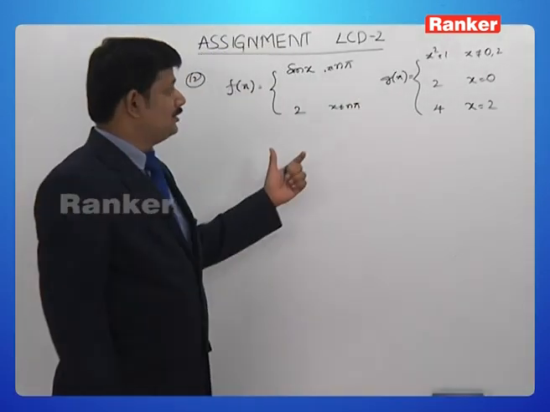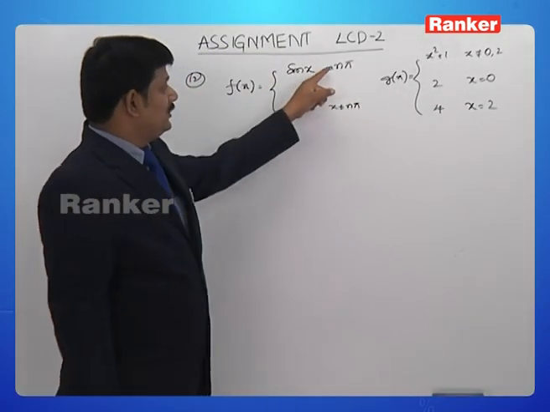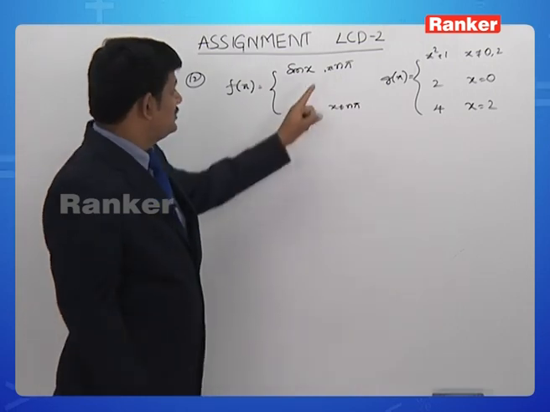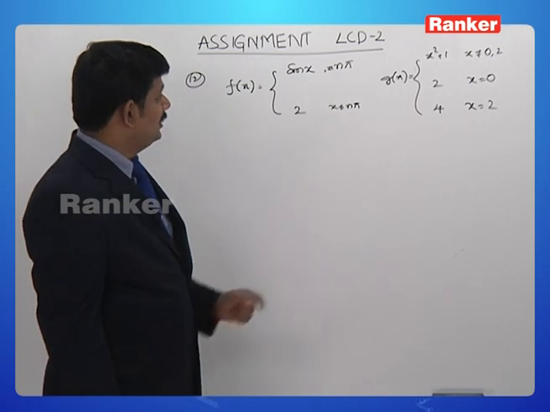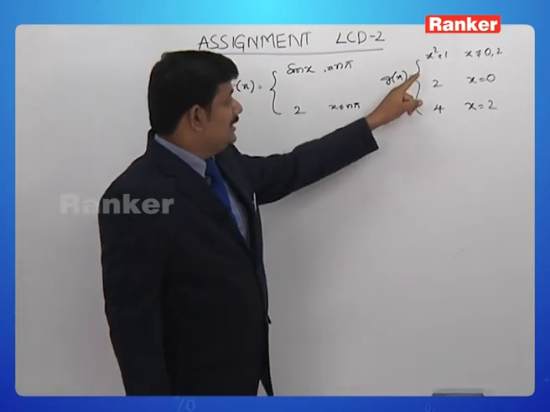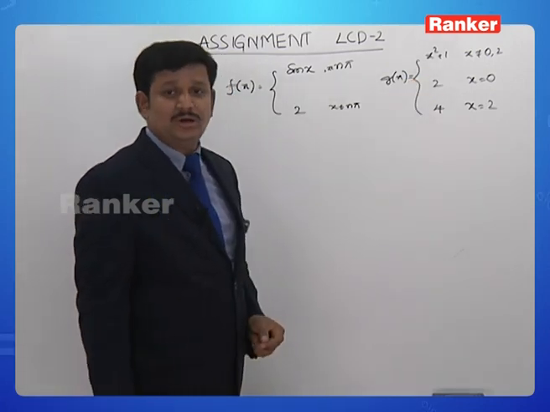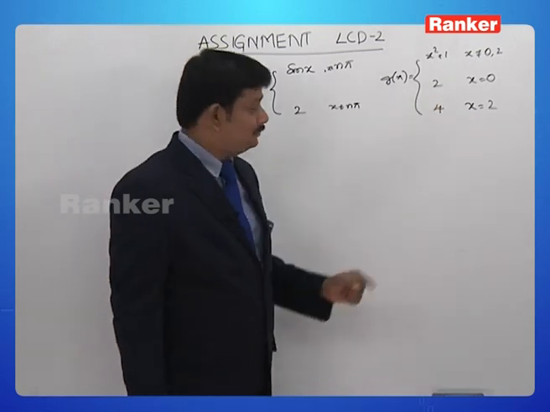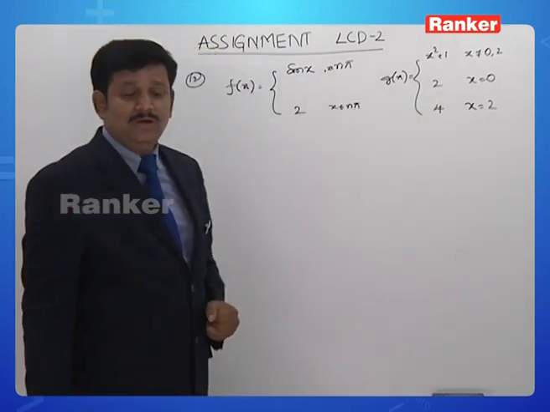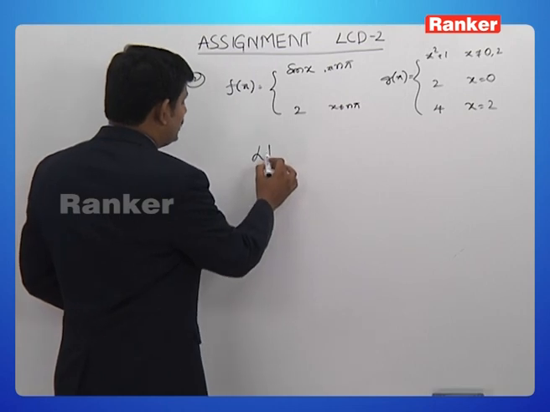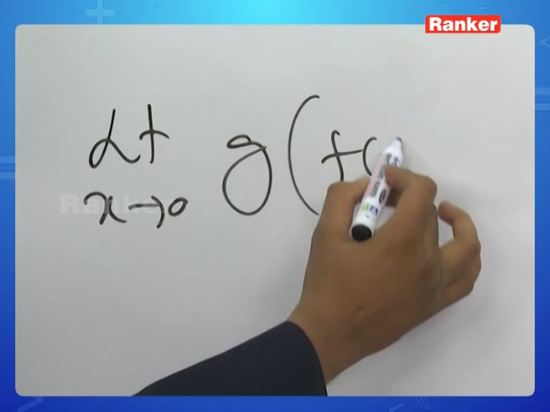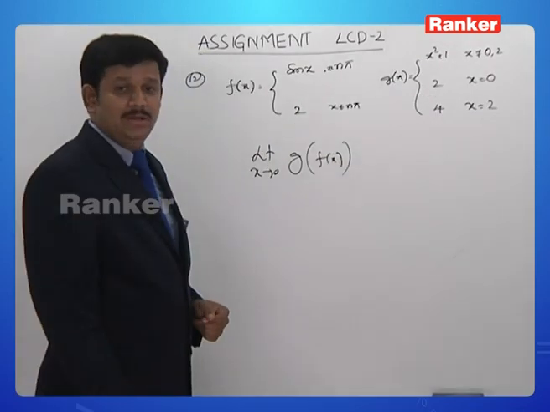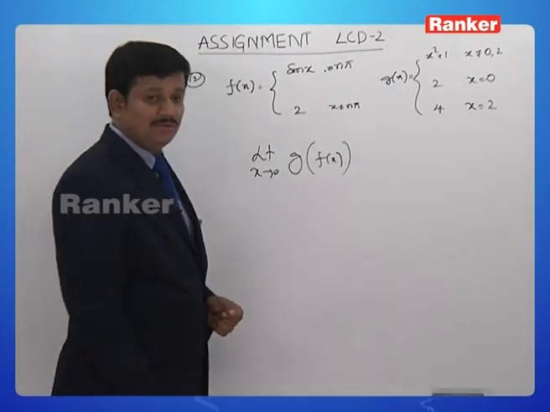F of x and g of x are defined as sin x when x is an integral multiple of pi, 2 when x is not an integral multiple of pi, and g of x is defined as x square plus 1 when x is not 0 or 2, 2 when x is 0, and 4 when x is 2. And we are asked to evaluate limit extending to 0 g of f of x.